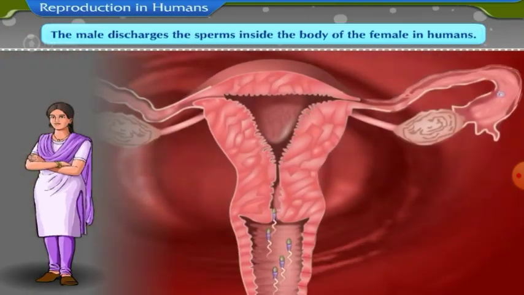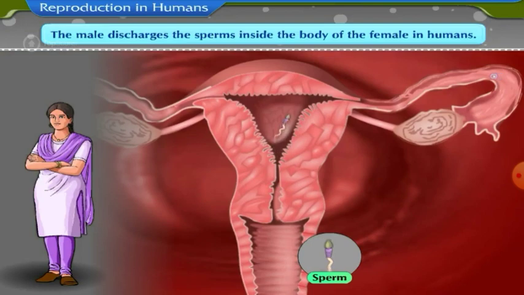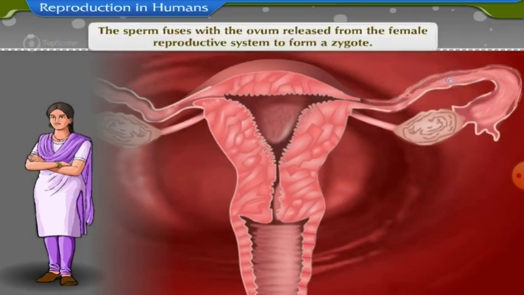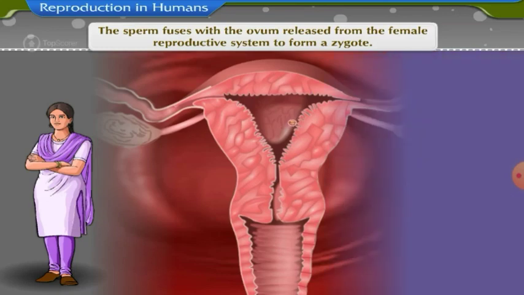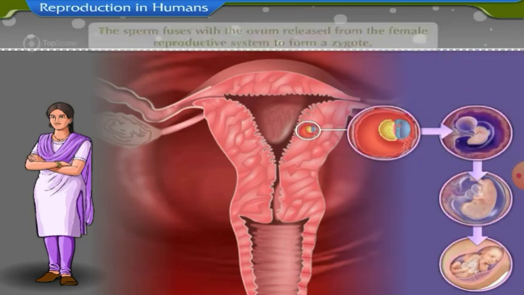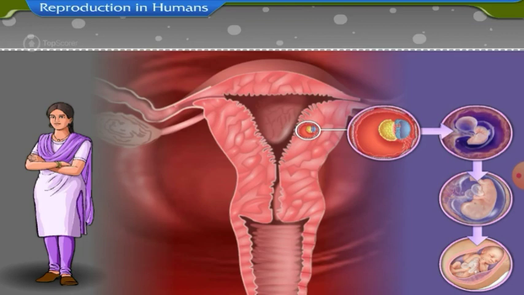In humans, the male discharges the sperm inside the body of the female. The sperm fuses with the ovum released from the female reproductive system to form a zygote. This zygote grows and develops inside the body of the female. Thus, we can say that fertilization in humans is internal.